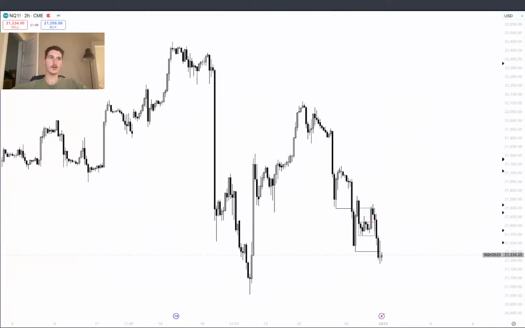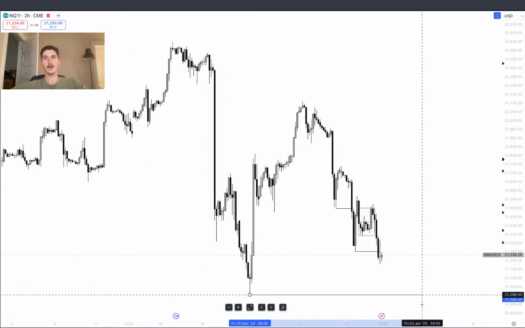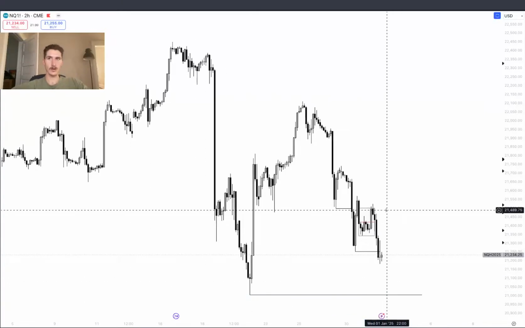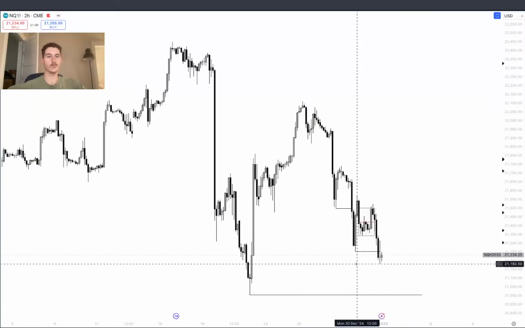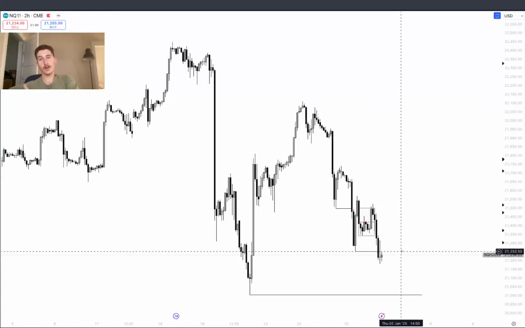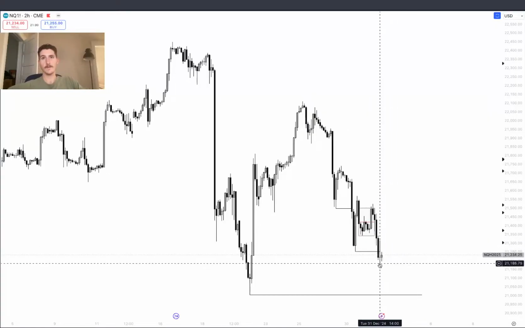Is the 2 hour a structural low? No, it's not. Currently, it's nothing but an external low, so it's not a protected low. So it's more likely to be a draw than it is to be a place where we're going to hold. Now we could hold it, we could not, react from it.